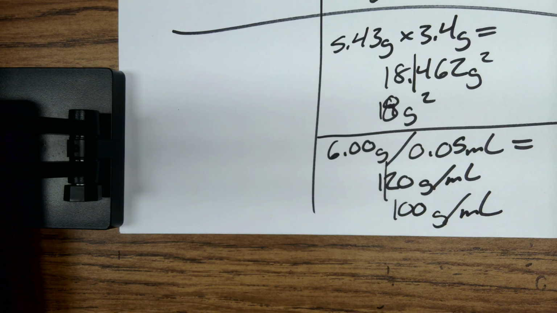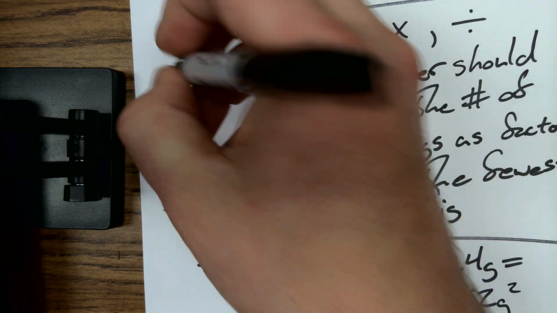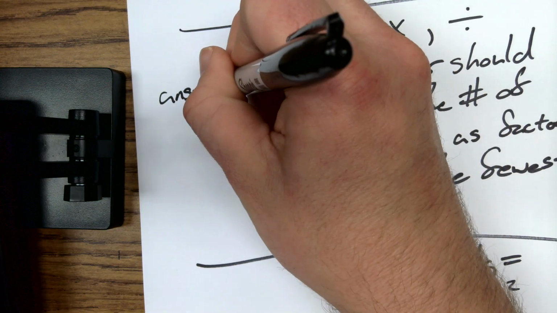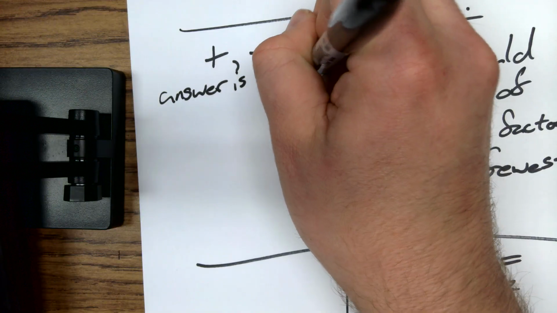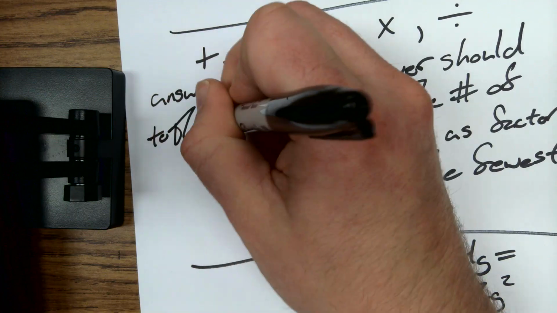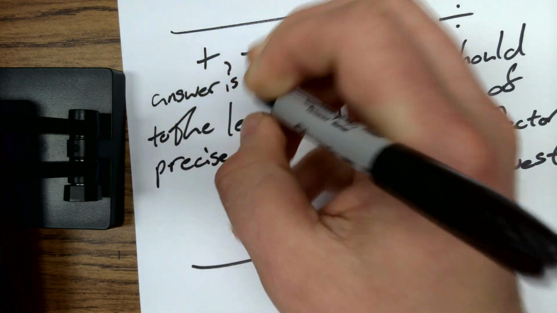Multiplication and division is the easier of the two. Addition and subtraction is going to be a little weirder. It'd have to be because I told you there are 2 different types of functions, right? 2 different types of rules. Addition and subtraction will always have the same rule. My answer is rounded to the least precise measurement.